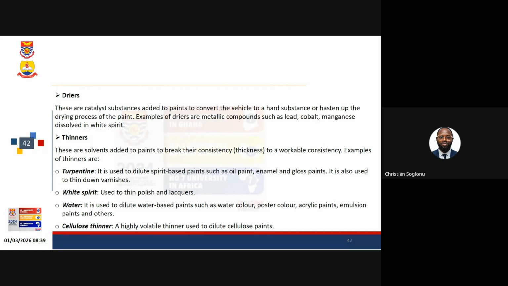Then move on to thinner. These are solvents added to the paint to break their consistency to a workable consistency. So either water, you can add water, you can add turpentine, you can add spirits, to thin the paint into some consistency, so that the paint can be easy for you to use on your support. Because its nature, the paint, its nature is very thick.